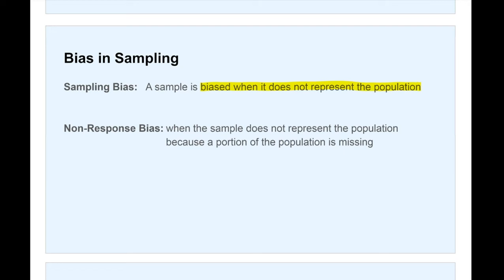Non-response bias is similar. It's when the sample does not represent the population because a portion of the population is missing. So we are missing a portion of the population or a group of people from the population. So again, it makes it not valid because it doesn't represent the population as a whole.